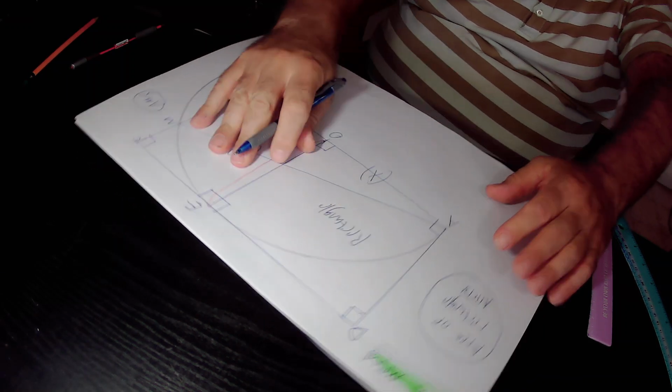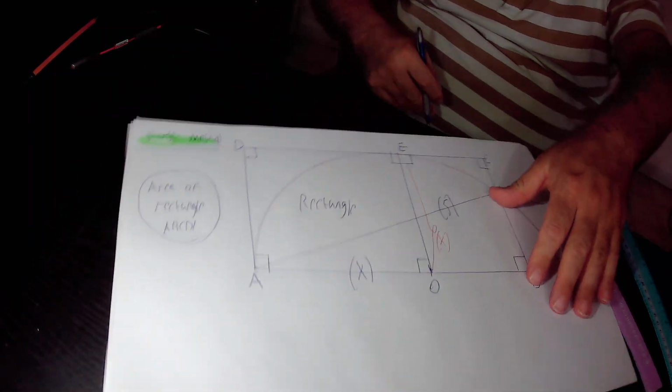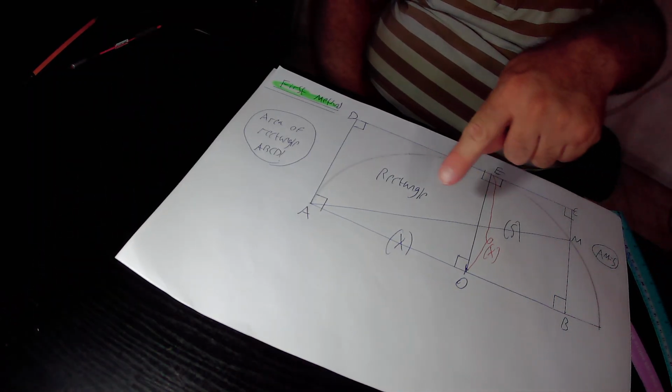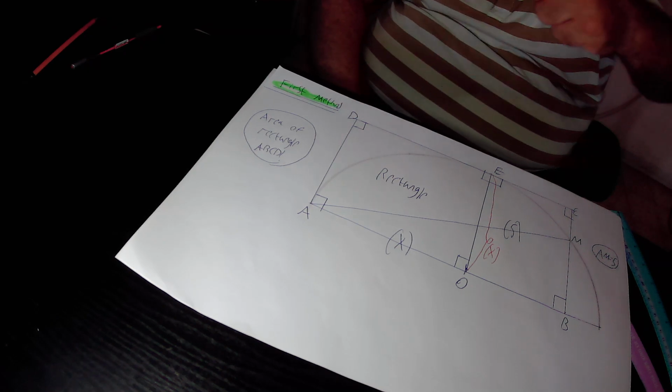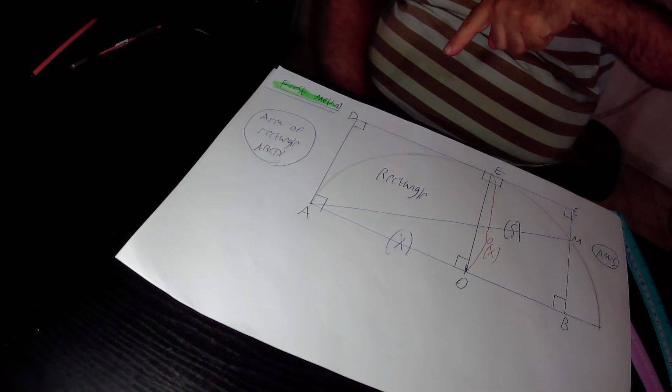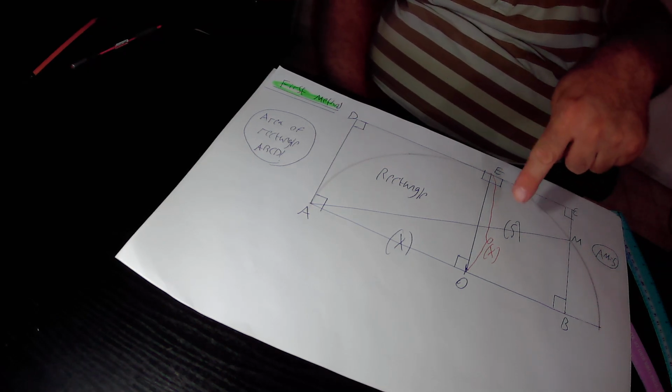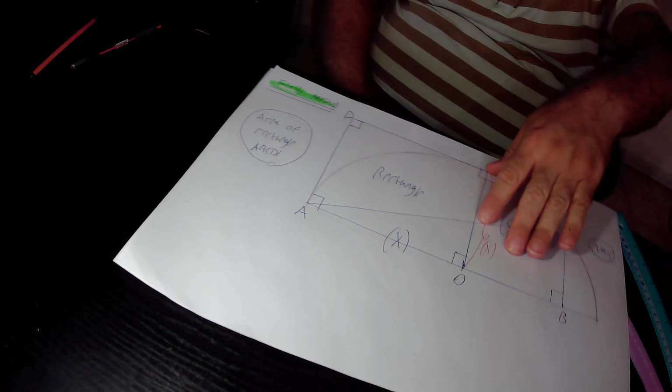But we also know that the opposite sides of a rectangle are equal to each other. So in rectangle EOAD, side EO must be equal to the opposite side DA, but EO is x, therefore DA must also be equal to x units in its length.